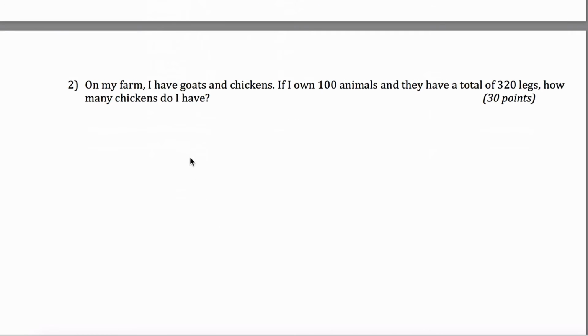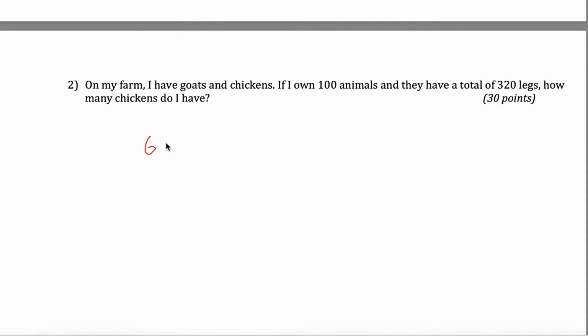All right, second one. On my farm I have goats and chickens. Hopefully you know that goats have 4 feet, or I guess legs, is that what I'm talking about? 4 legs. And chickens only have 2. So I own 100 animals and they have 320 legs. How many chickens do I have?